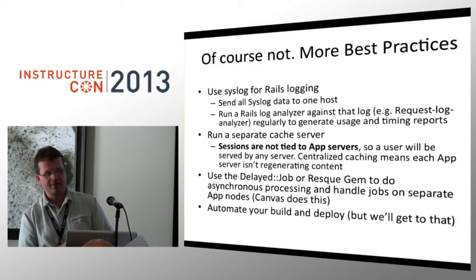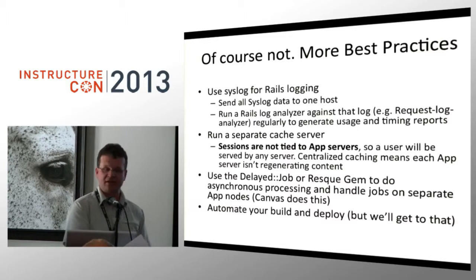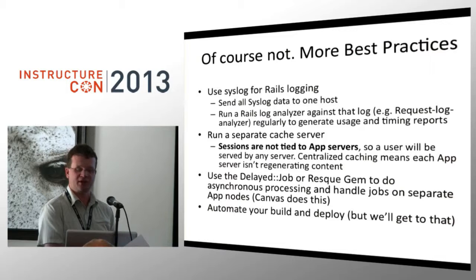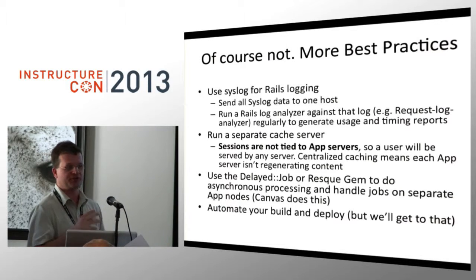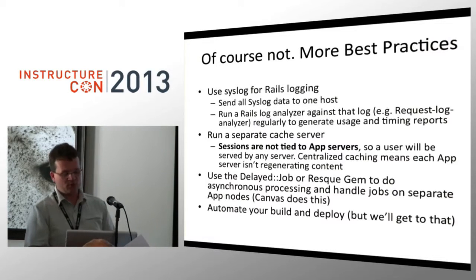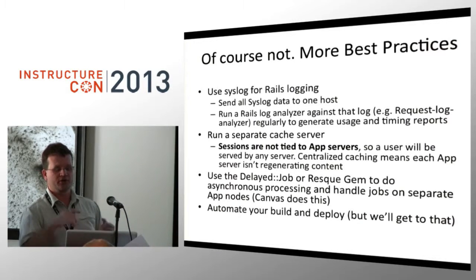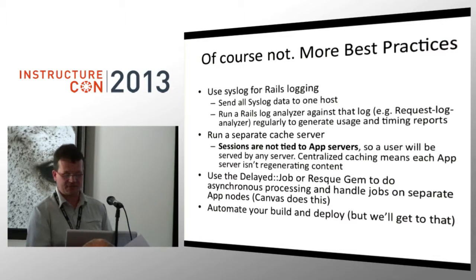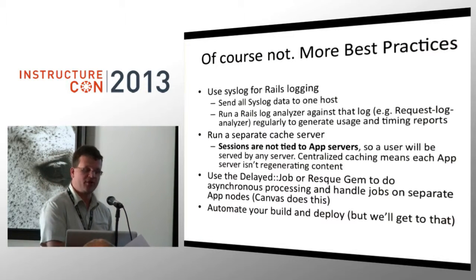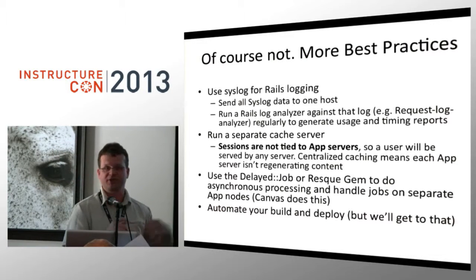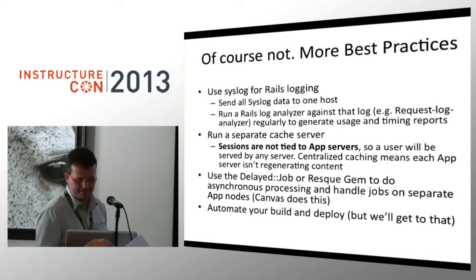Use the delayed job gem to handle asynchronous processing. Because the Ruby process can only handle one thing at a time, you want to get your asynchronous processes out of the way so that your main Ruby processes can handle your user requests. Run those delayed jobs on a separate app node. And automate your build and deploy, because if you have a whole bunch of app servers, you're going to need an automatic method of pushing code out to all those different app servers.